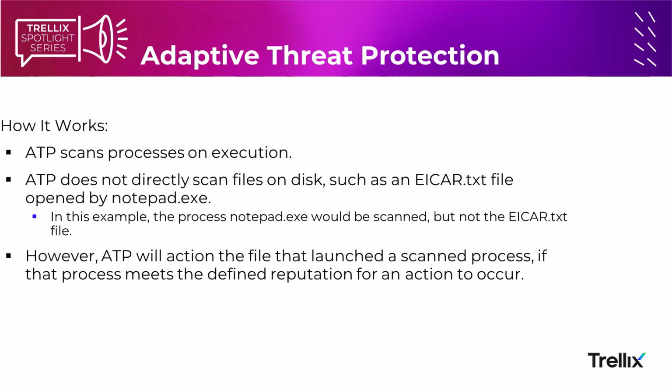And when you start talking about the actions that ATP can do, you're essentially looking at a block or a clean action, and then you have DAC, which can do a contain, right? So if this process that accessed a malicious file has malicious behavior, and it reaches the reputation for a clean action to occur, then of course we expect ATP to clean or remove or revert back anything that this process performed. So it does have cleaning operations, right? But you can't expect ATP to just action a file on disk, right?